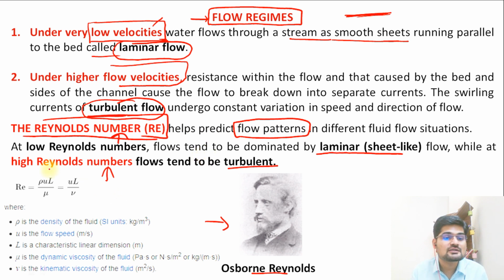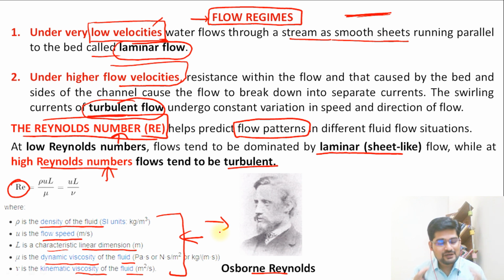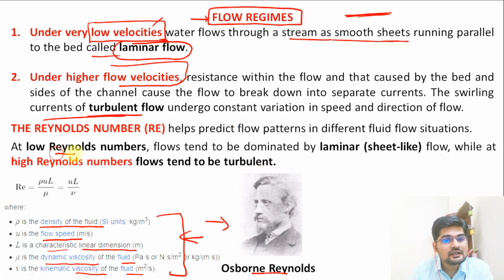So that is the Reynolds number. This is Re, and these factors are what? Density of the fluid, flow speed, then characteristic linear dimension, then dynamic viscosity of the fluid, and kinematic viscosity of the fluid. So these are various physical parameters that are important, which are used to calculate this Reynolds number. But for general understanding, if this Reynolds number is low, it means basically what?